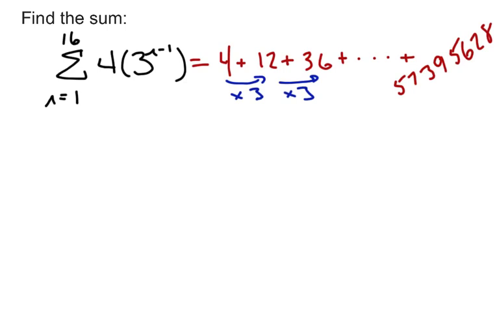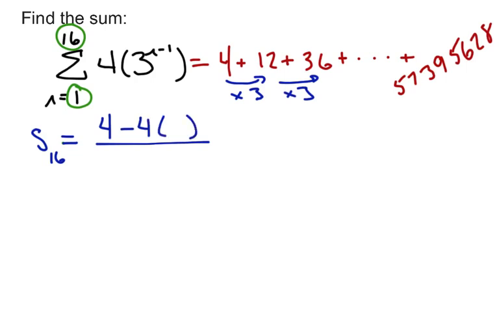It's finite. It's geometric because we're multiplying by the same term every time, and it's a series because we're finding the sum of it. So we find the sum of, this will be 16 terms because we're starting with the first term and ending with the 16th term. So we go ahead and grab our formula, which is first term minus first term times common ratio to the 16th power, over 1 minus r. Here our common ratio is 3.